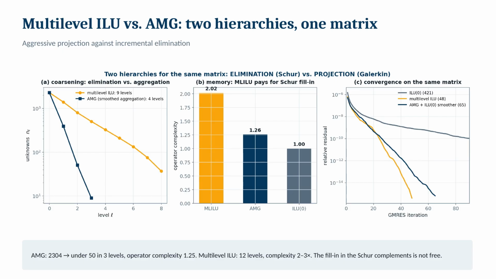Panel B, the price. AMG's operator complexity is 1.25. It stores 25% more than the original matrix. Multi-level ILU stores 2 to 3 times the original. That fill-in in the Schur complements is not free. Panel C, and on this problem it buys you something. 43 iterations for plain ILU 0, 14 for MG plus ILU, 20 for multi-level ILU.